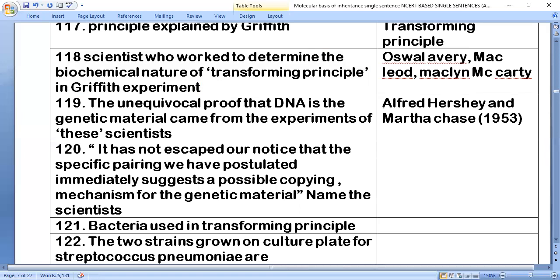It has not escaped our notice that the specific pairing we have postulated immediately suggests a possible copying mechanism for the genetic material. Name the scientists who said this: Watson and Crick, 1953.